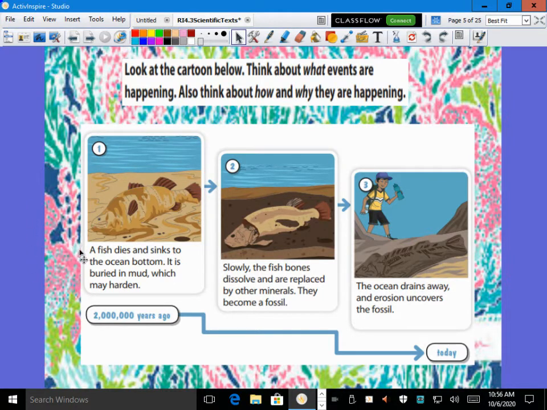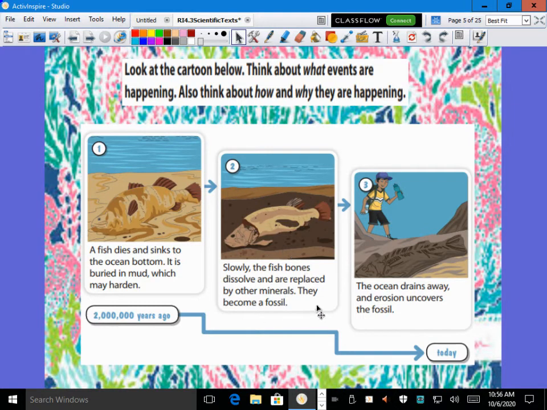Okay. So first, the fish dies and sinks to the ocean bottom, and it's covered in mud, which may harden. Next, and of course, if you take a look, this would happen around 2 million years ago. So this is not a fast change. This is a slow process. Slowly, the fish bones dissolve and are replaced by other minerals, and they become a fossil. We saw that even in the video, a common way that fossils are created and how they're formed.